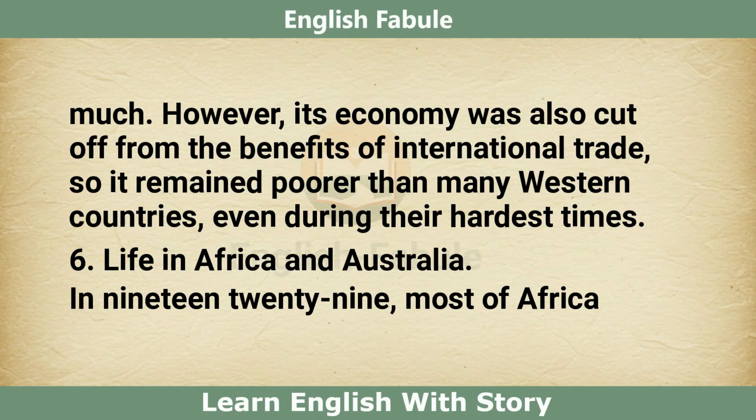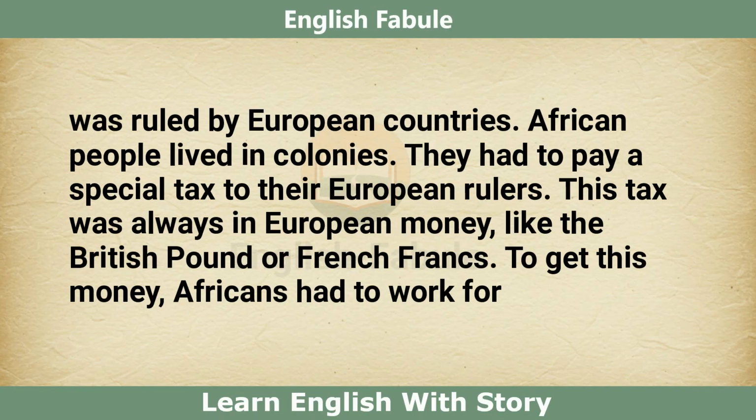6. Life in Africa and Australia. In 1929, most of Africa was ruled by European countries. African people lived in colonies. They had to pay a special tax to their European rulers. This tax was always in European money, like the British pound or French francs.